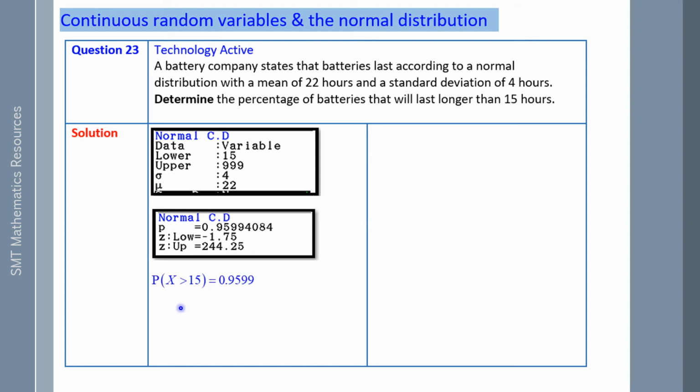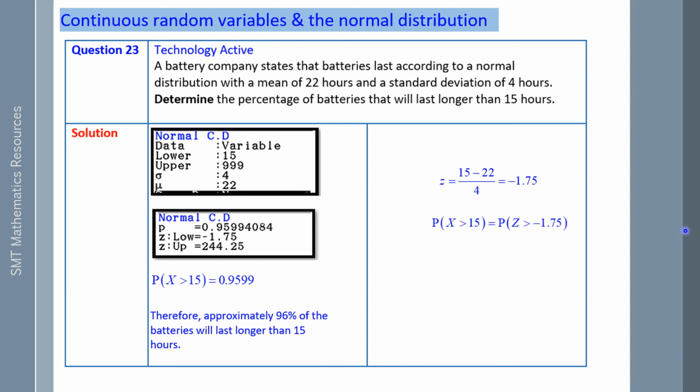The probability that x is greater than 15 is 0.9599. Therefore, approximately 96% of the batteries will last longer than 15 hours. If it was done the z-score way, here we work out a z-score. We then try and work out the probability using z-score tables by writing it in terms of being greater than a z-score, or using the symmetry, and then we look up our tables and get 95.99% as well. This is your technology focus.